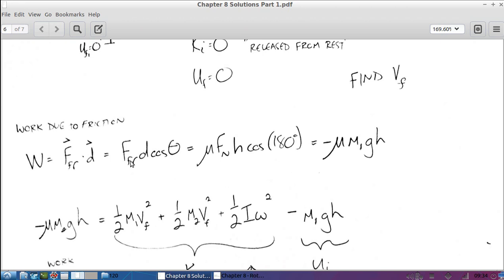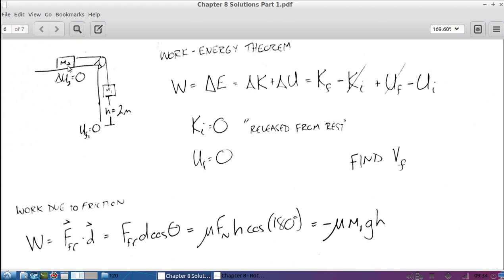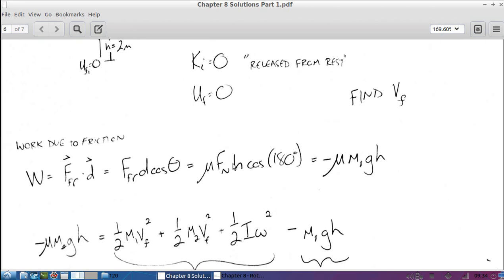The frictional force is mu times the normal, and the normal force is the gravitational force on M2. Okay. So that should be a 2 right there. I did fix it later on. I'll go in there and fix that quick, but I did catch myself right here. So this is mu times the gravitational force on M2 times the distance it travels, which is the height that M1 descends.